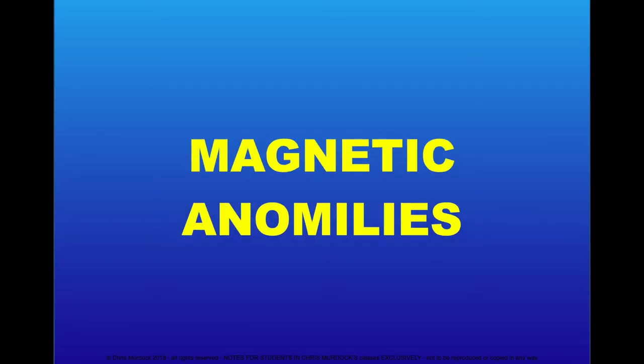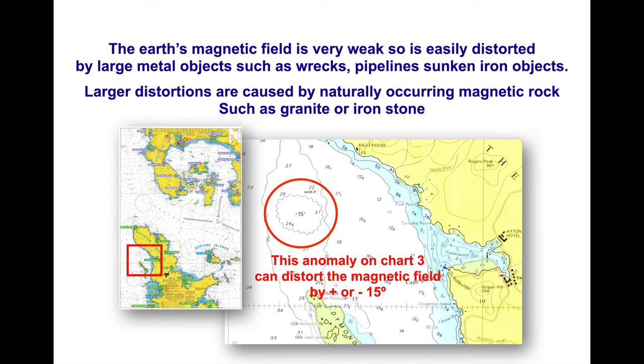Magnetic anomalies. The Earth's magnetic field is very weak, so it's easily distorted by large metal objects such as wrecks, pipelines, sunken iron objects. Larger distortions are caused by naturally occurring magnetic rock such as granite or iron ore. If we look at the bottom left of RWA chart 3, we will see it's actually marked with that line on the chart. This anomaly on chart 3 can distort the magnetic field by plus or minus 15 degrees. So that symbol on your chart shows that there's a magnetic anomaly, so not to trust the compass in that area.